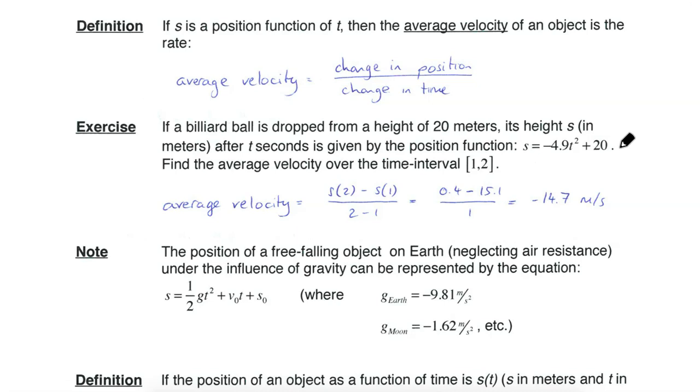Its height, s in meters, after t seconds is given by the position function s equals negative 4.9 t squared plus 20. Find the average velocity over the time interval 1, 2. So we're going to want to find the position at 2 and the position at 1 and find the difference. And then we're going to divide by the change in time, which here is 2 minus 1. So with a calculator, you can find that s of 2 equals 0.4, s of 1 equals 15.1. That makes sense. It started at a height of 20 meters. After 1 second, it was at 15 meters. And after 2 seconds, it's almost hitting the ground.